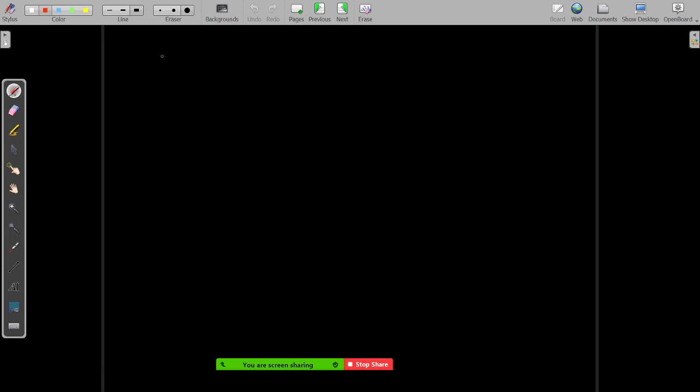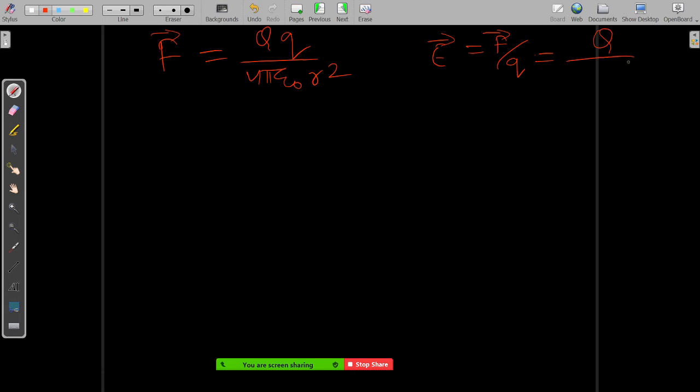How you remember is, first thing is your force. It has two charges here, 4 pi epsilon naught and r square. The second thing is the electric field. This is defined as force per unit charge, so what will happen is, here one charge will get away.